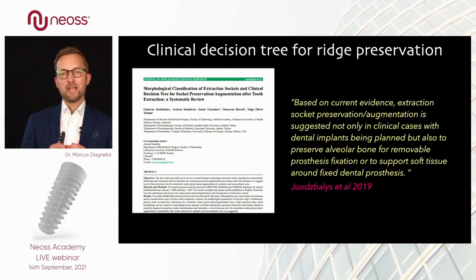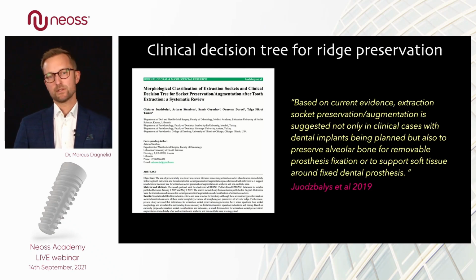And we can look at many types of studies. This is another study by a group from 2019, where they're actually looking at classification of extraction sockets and a clinical decision tree for socket preservation. And I really like what they've written here in the conclusion, that based on current evidence, extraction socket preservation is suggested not only in clinical cases with dental implants being planned, but also to preserve alveolar bone for removable prosthetic fixation or to support soft tissue around fixed dental prosthesis.